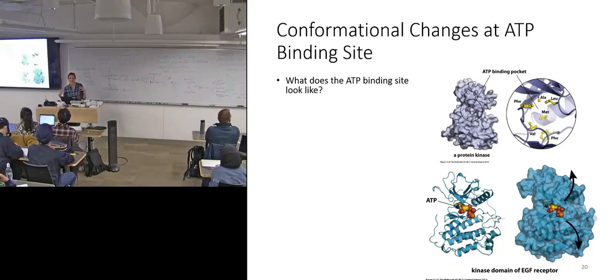Hydrophobic residues. So there's these methionine, valine, alanine, leucine, phenylalanine. These are all our hydrophobic residues. Okay? They're not normally charged. They're not polar. They don't participate in that stuff. So the ATP binding site has a lot of hydrophobic residues in it.